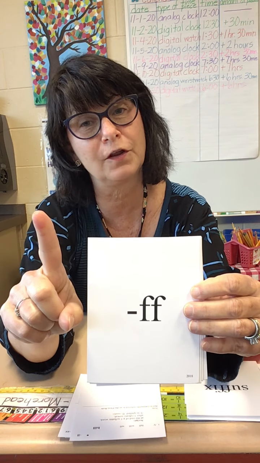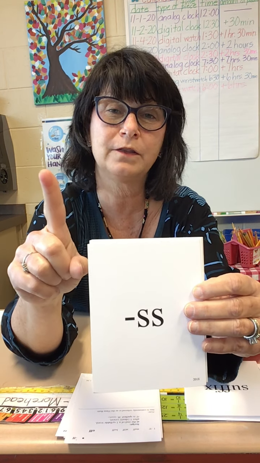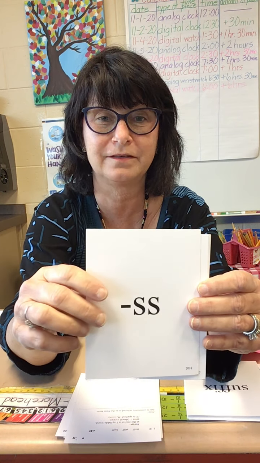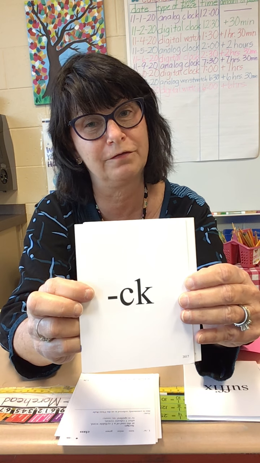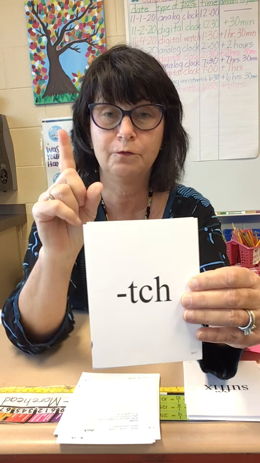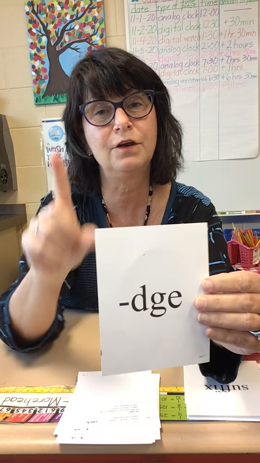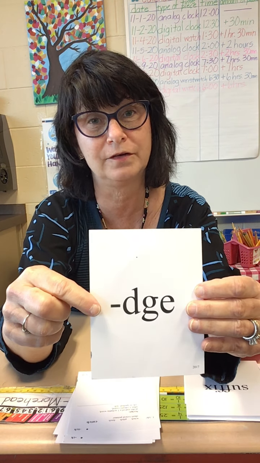At the end of a one-syllable word, after one short vowel, f is spelled FF. After one short vowel, s is spelled SS. After one short vowel, k is spelled CK. After one short vowel, ch is spelled TCH. After one short vowel, j is spelled DGE.